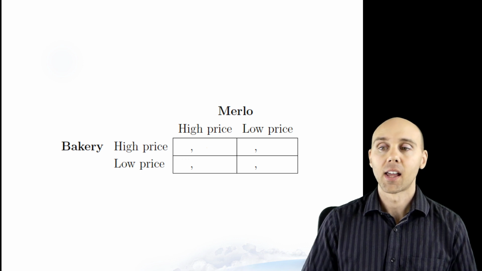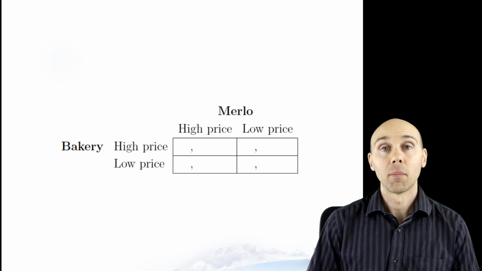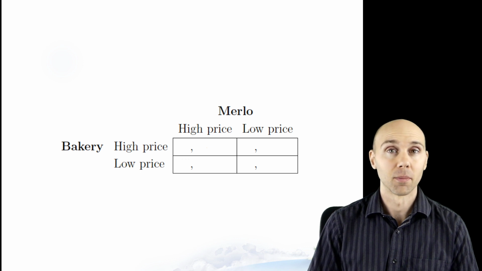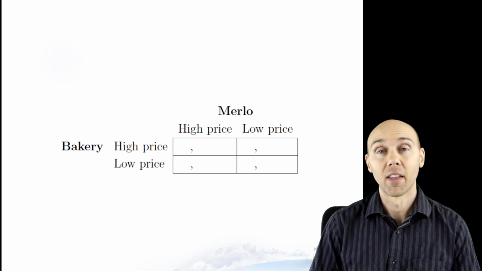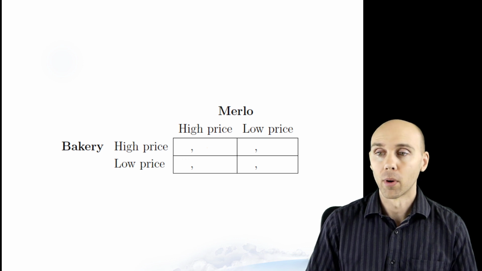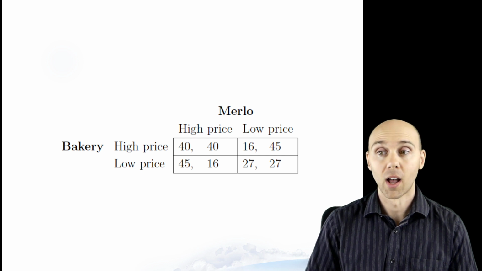We can start in the top left where both the bakery and Merlot set high prices. Well, if they both set high prices, market demand is 10,000 sandwiches per month. Split that in half, that's 5,000 sandwiches to each of the suppliers, selling at $10 a sandwich, but with an average cost of $2 a sandwich. So they're making $8 profit per sandwich. They're selling 5,000 sandwiches. That's $40,000 in profit. We'll get rid of the thousands there, but we end up with 40, 40 as the profits in terms of thousands under a situation where both sell high prices.